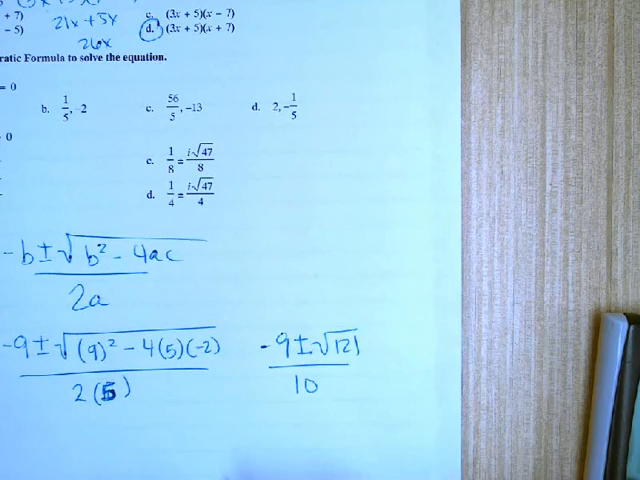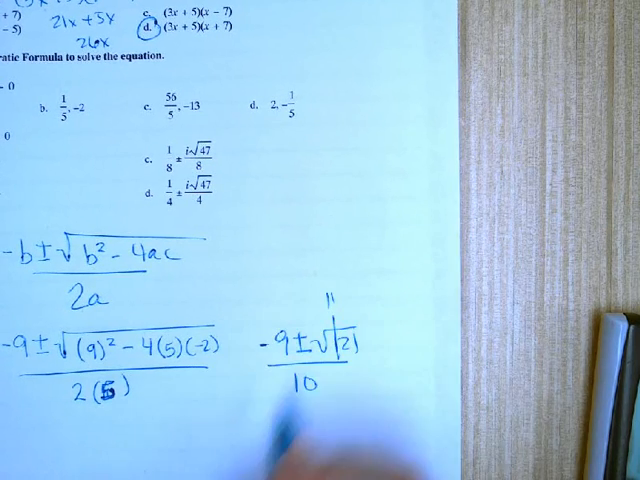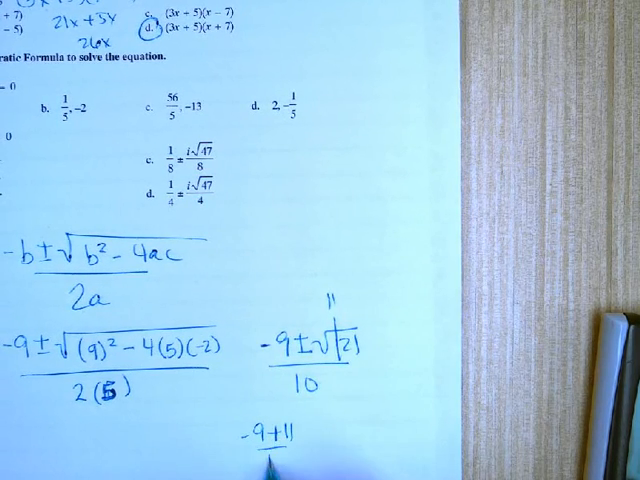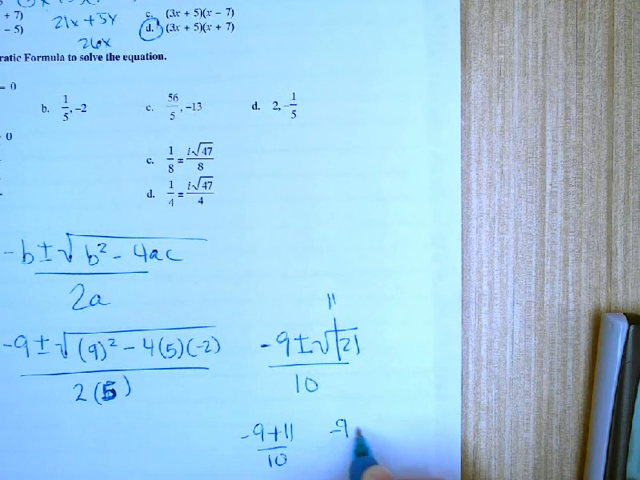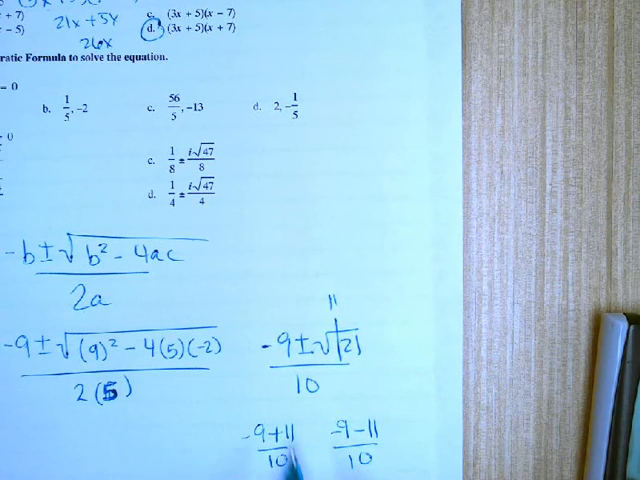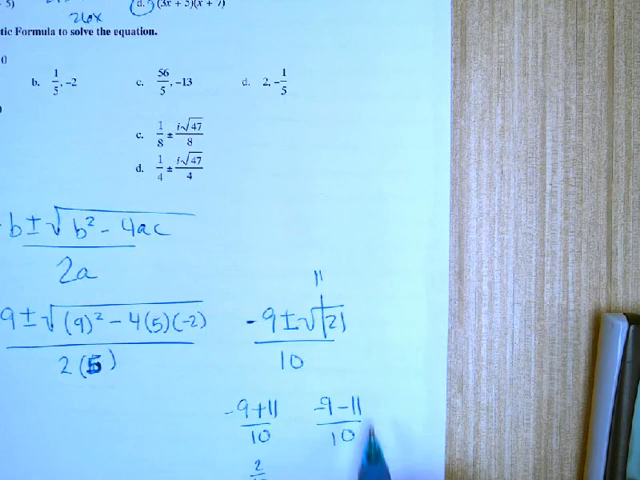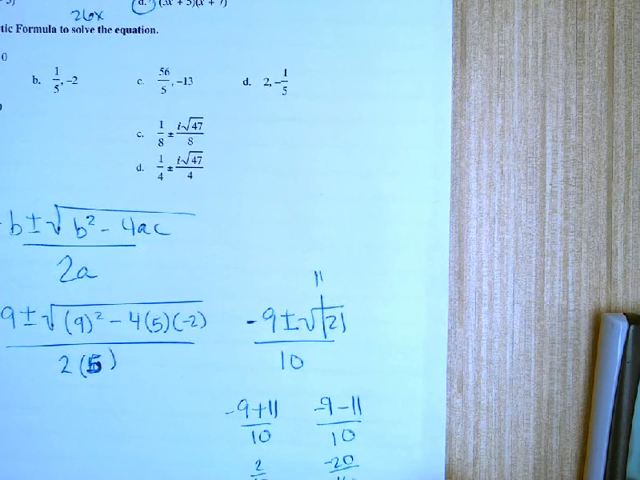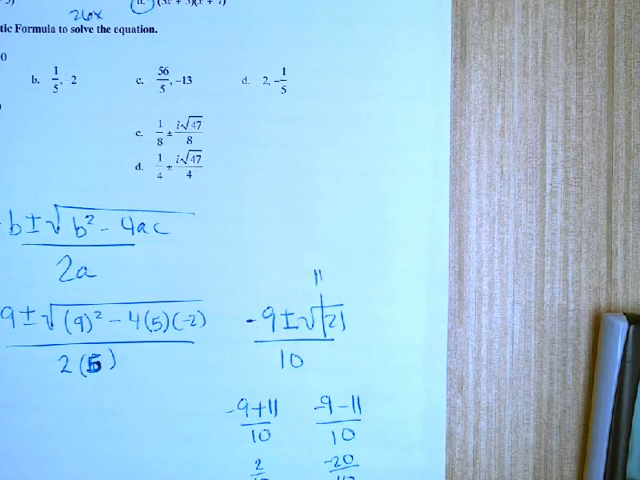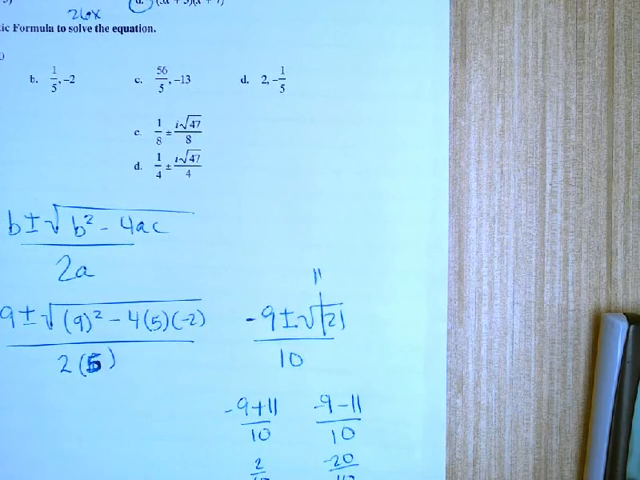So that's 11. Negative 9 plus 11 over 10. Negative 9 minus 11 over 10. This turns out to be 2/10, which is 1/5. And this is negative 20 over 10, which is negative 2. Number 39 is B. Number 40.